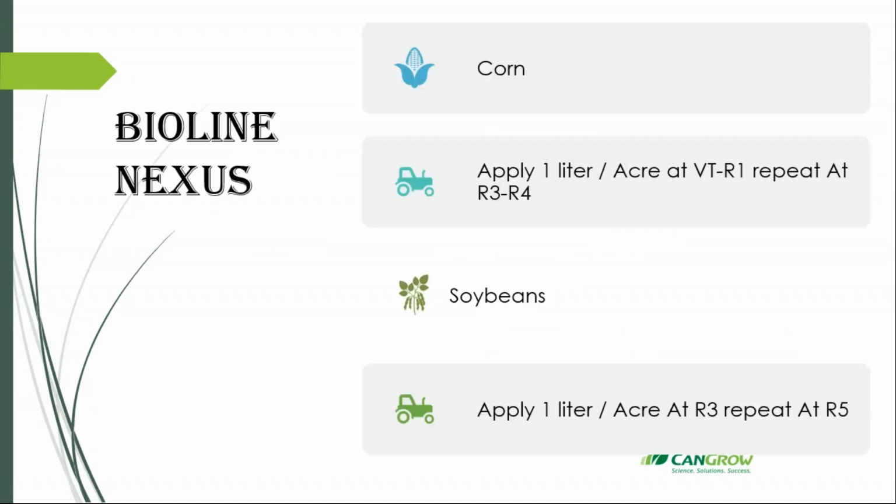And the timing on corn, we like to see 1 liter applied at VT to R1, that window. That is going to reduce abortion. And then at R3, R4, which will have a great impact on seed weight and seed size. Similar on soybeans during that reproductive period, R3, and also at R5.